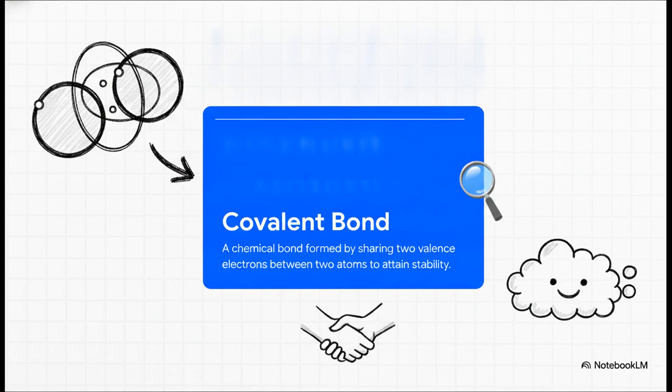So what does it do? Well, carbon finds a beautiful and elegant solution. If it cannot give and it cannot take, it shares. This brings us to the covalent bond. A covalent bond is the chemical bond formed by the sharing of 2 valence electrons between 2 atoms, so that both attain a noble gas configuration. I want you to remember this concept clearly: sharing. Neither atom loses entirely, neither gains entirely. They cooperate to achieve stability.